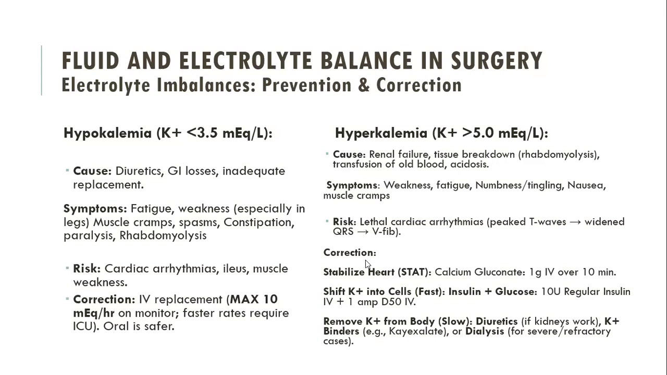So how are you going to correct hyperkalemia? You must stabilize the heart first. So you must be giving calcium gluconate, that is 1 gram IV over 10 minutes. Then you have to shift the potassium into cells, and you can do it in two ways. You can do it the fast way: you can give insulin plus glucose, 10 units of regular insulin IV plus 1 ampule of dextrose 50% IV. You can also remove potassium from the body. That is a slow process. You will be using diuretics if the kidneys are working fine. Potassium binders you can give, like Kayexalate, or dialysis for severe or refractory cases.